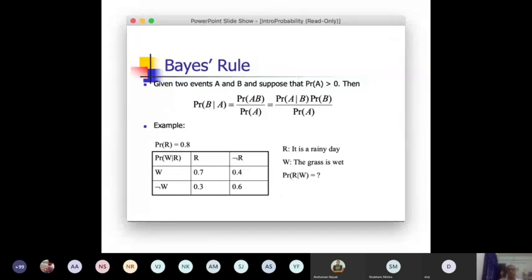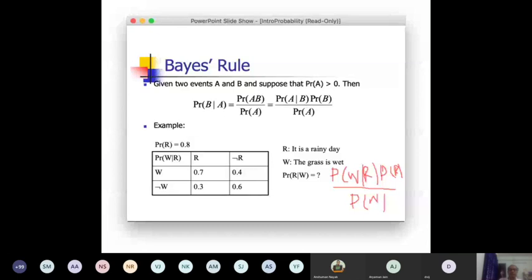Can you compute it? Let us compute. So probability of R given W, I can write simple P here: probability of W given R, and then probability of R, and then divided by probability of W.